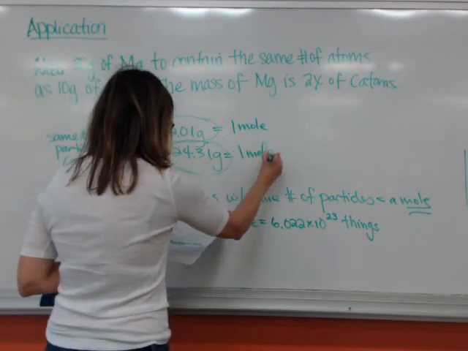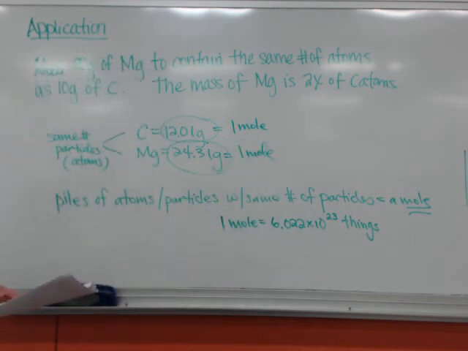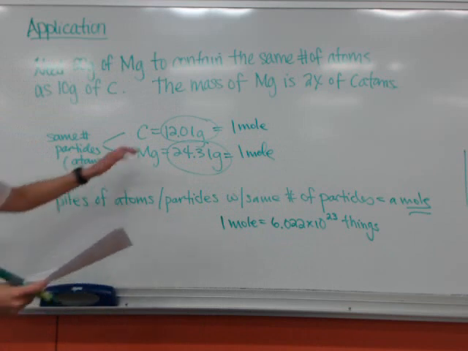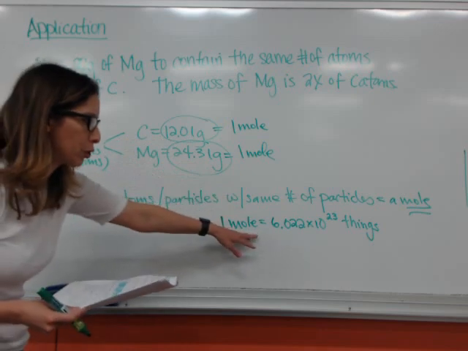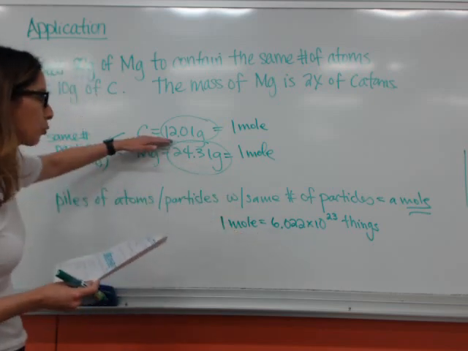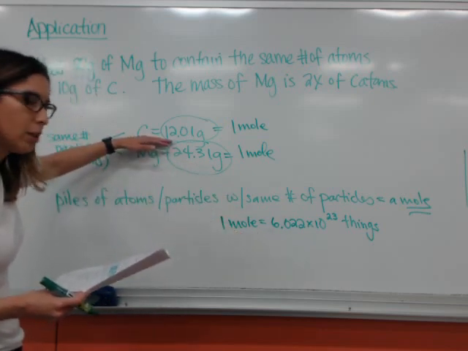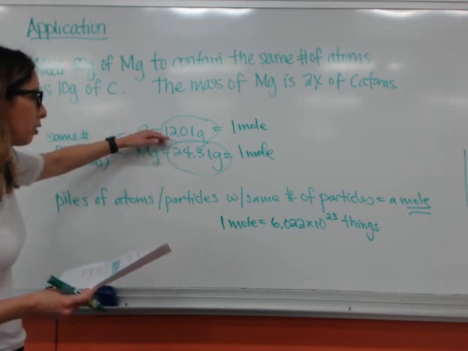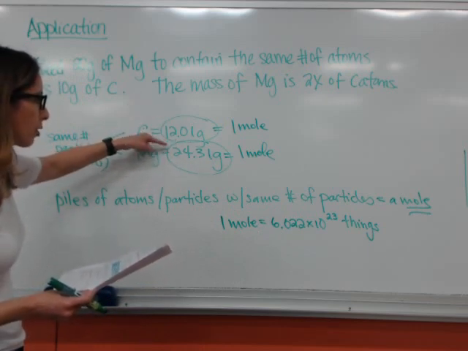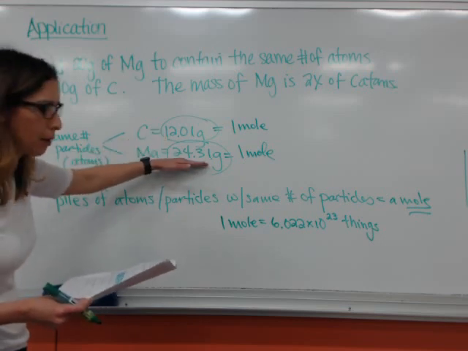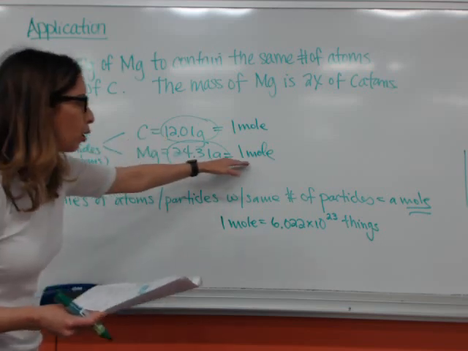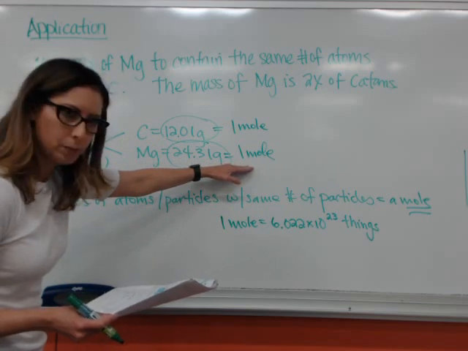So how did this come to be? Well, a pile of 6.022 times 10 to the 23rd carbon atoms would be 12.01 grams. So on the periodic table, if you relate all of the masses of each element to this concept, that means that this mass on the periodic table for each element would also be a mole.